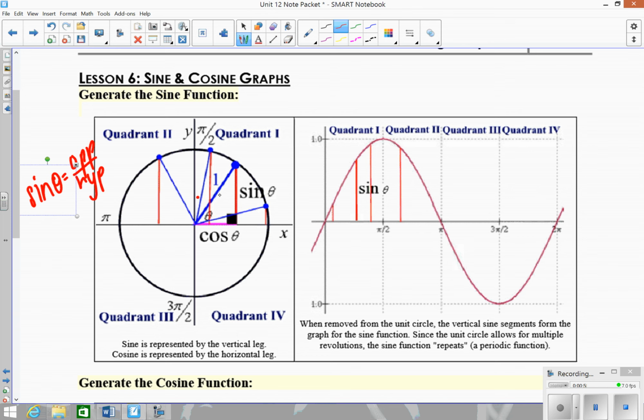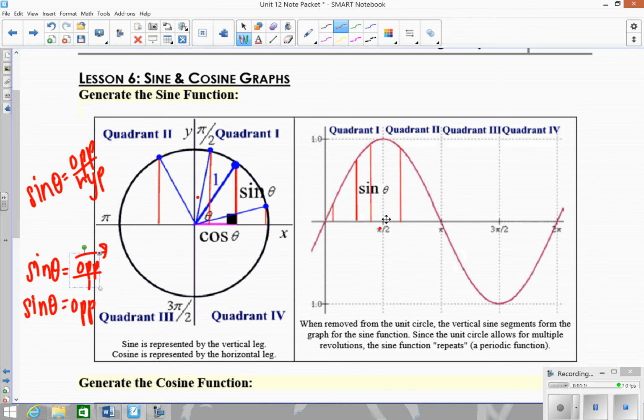where the hypotenuse is always going to be the radius of the circle, which is 1. So in this picture, sine of theta is equal to the opposite over the hypotenuse, which is always 1. So sine in this picture is always equal to the side opposite the angle. That length represents sine of the angle.